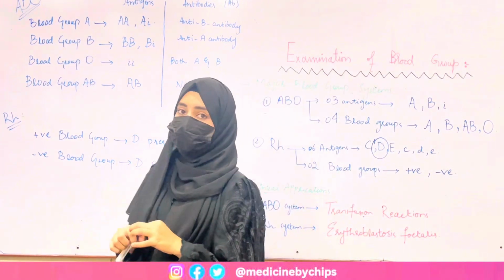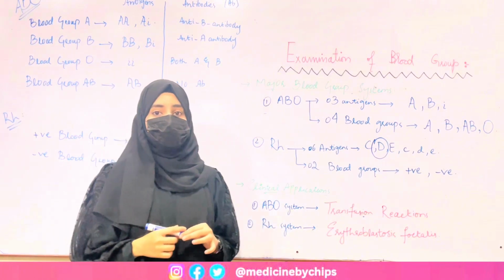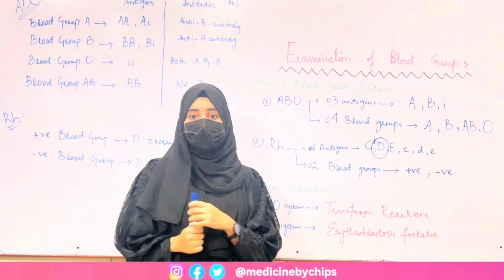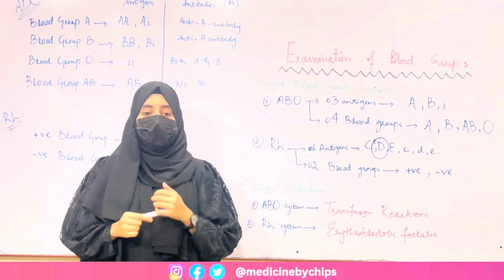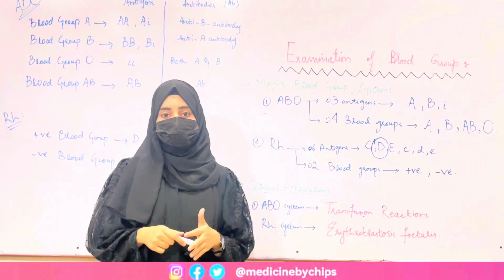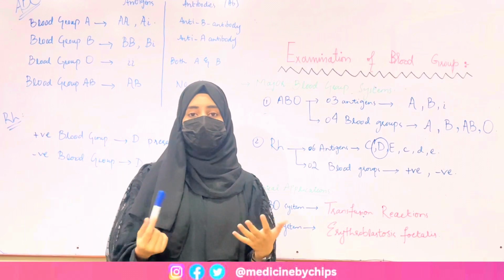Now, the clinical application of this RH system comes in erythroblastosis fetalis. This is a clinical representation where an Rh negative mother conceives an Rh positive baby. As a result, during delivery or due to placental tear, some of the fetal antigens may enter into the mother's circulation and hence provoke antibody production.